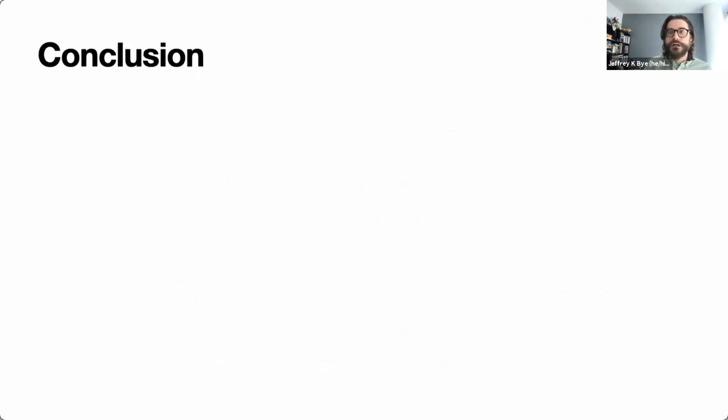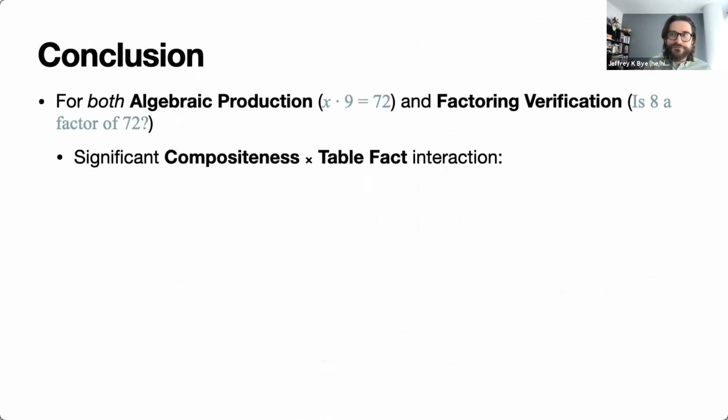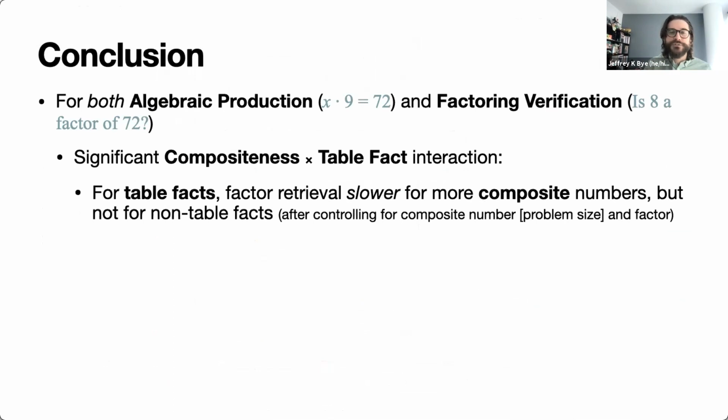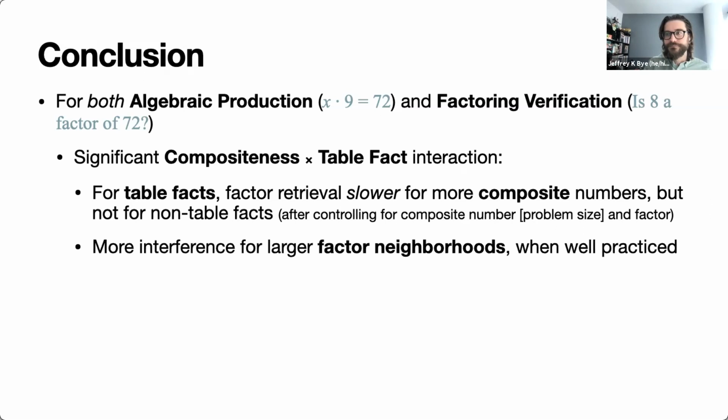So in conclusion, for both of these tasks, we get a significant interaction between compositeness and whether it's a table fact, such that for table facts, you're actually slower to retrieve factors if the number is more composite, but we don't see this relationship for non-table facts. And this is true even after controlling for the composite number size and factor.